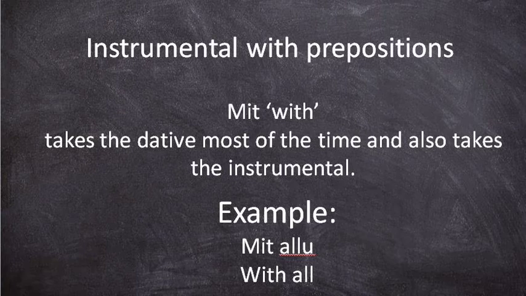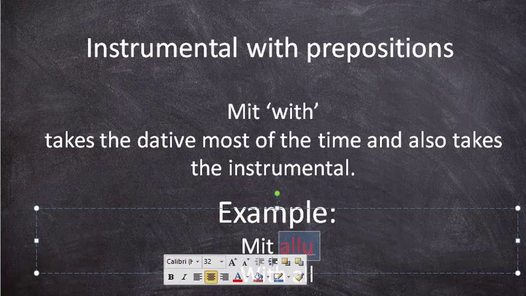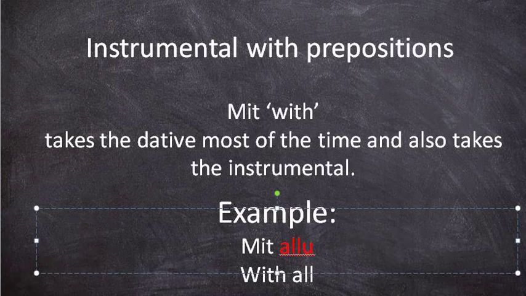Instrumental with prepositions. So we're going to start with mit, which is with. Mit most of the time takes the dative, but also takes the instrumental. All right. So that's something to bear in mind. With this created example here of mit alu, and alu is actually in the instrumental. So yeah, that's cool in itself.